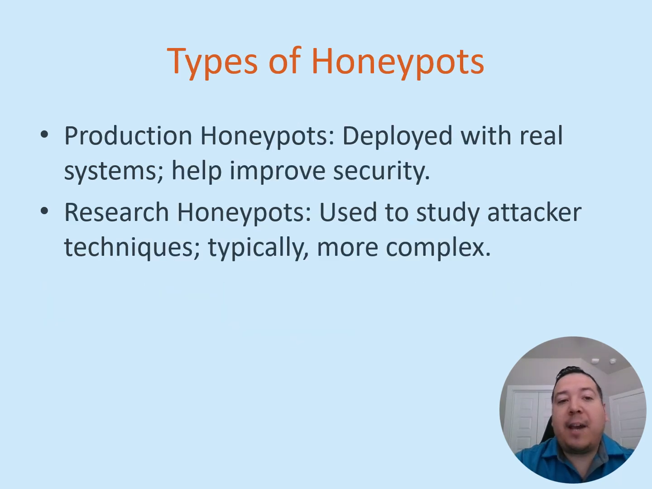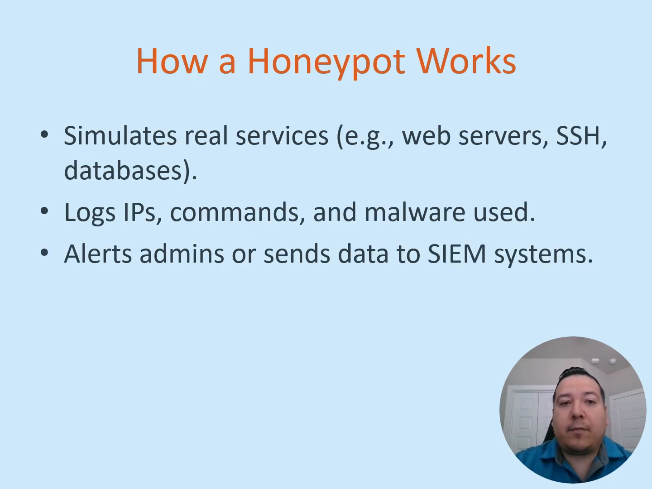So what are the different types of honeypots? There's actually going to be two major types of honeypots. One's going to be a production honeypot and the other one's going to be a research honeypot. Production honeypots are used in businesses alongside real systems to enhance security, while research honeypots are typically used by cybersecurity researchers or institutions to study hacker activity and behavior tactics. Typically, research honeypots are going to be more complex than production honeypots.